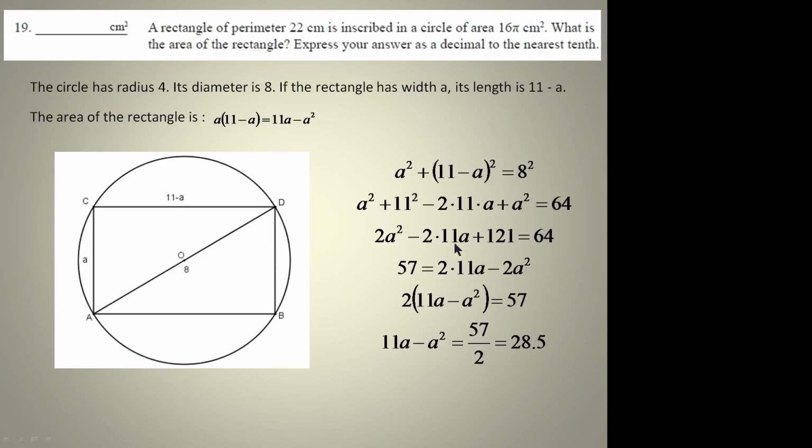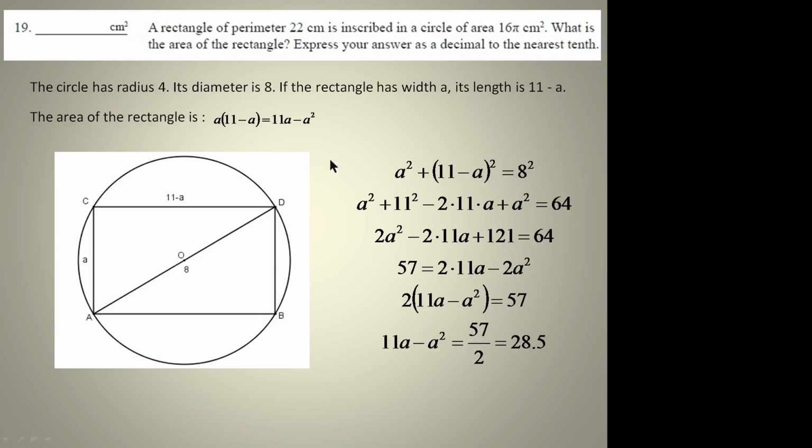So you get 2 times 11 times a minus 2a squared. So look at here. I take that 2 out. Then you get 11a minus a squared. I could take a factor a out also, but I don't need to. Let's see here. Take the 2 out: 11a minus a squared equals 57.